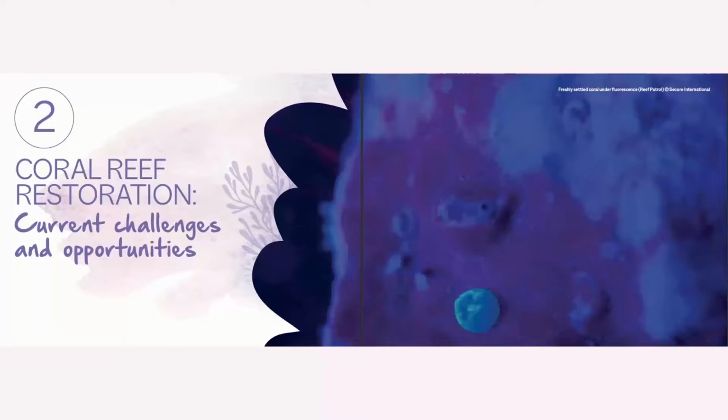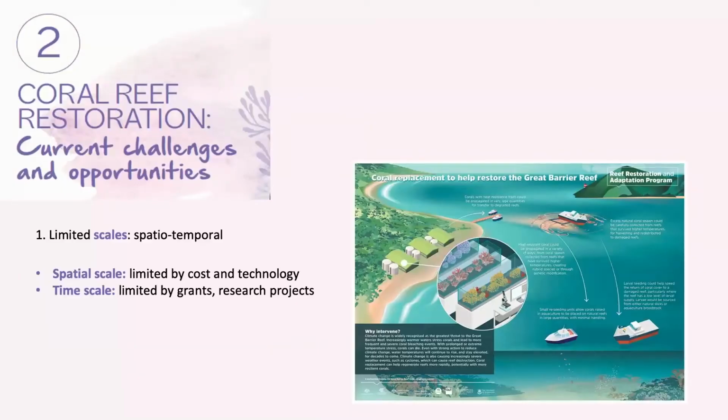The second section of the report focuses on presenting current challenges and opportunities associated with coral reef restoration. The first challenge is the limited scale at which coral restoration can be applied both across space and time. The main drivers for the challenges around spatial scale is just the cost of coral restoration, and also just the ability to scale it up. So we know that the challenges facing coral reefs are absolutely massive, whereas doing anything in the water tends to be pretty expensive and difficult.